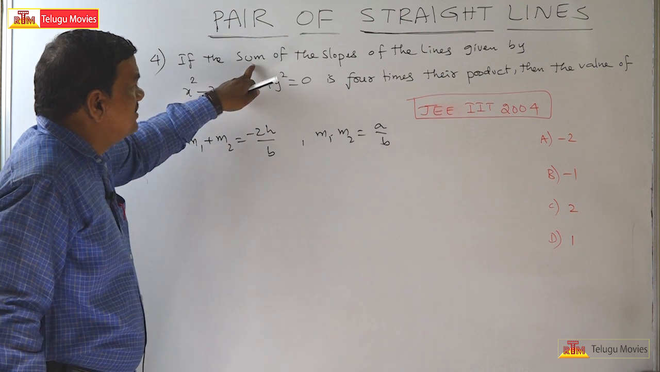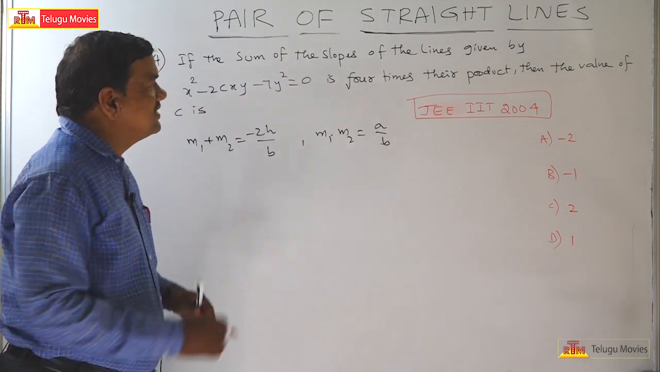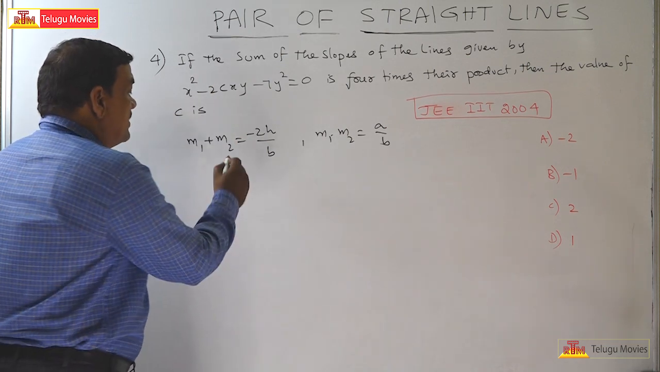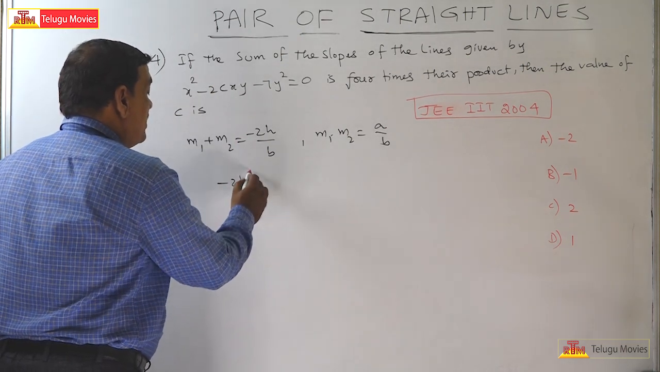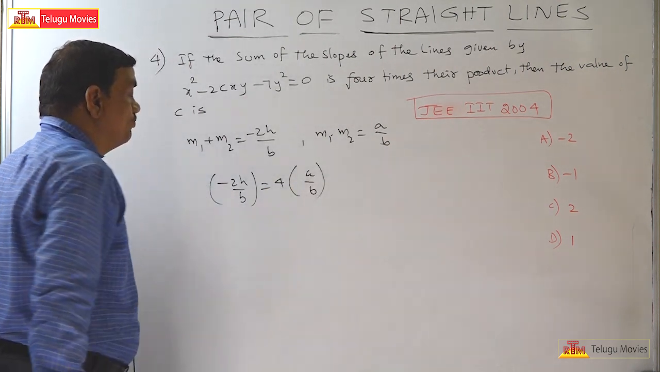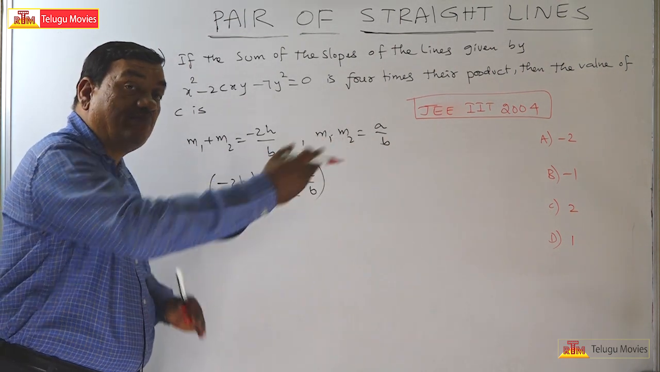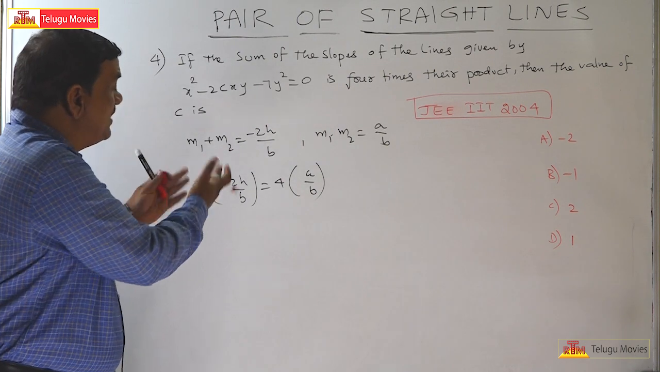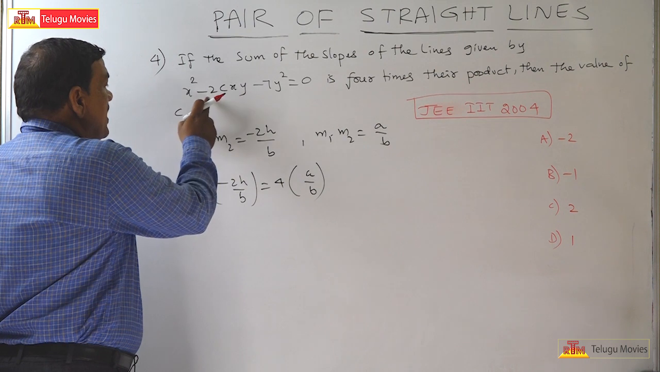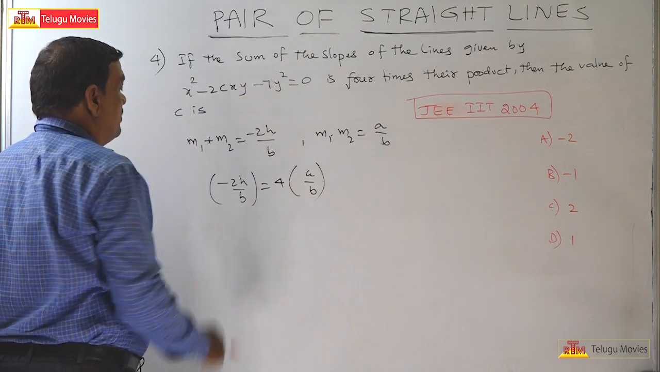It is given that the sum of the slopes of the lines is 4 times their product. That means minus 2h by b is equal to 4 times the product, a by b. The sum of the slopes is equal to 4 times the product of the slopes. Now compare these values with the given values. Here ax square plus 2hxy plus by square.